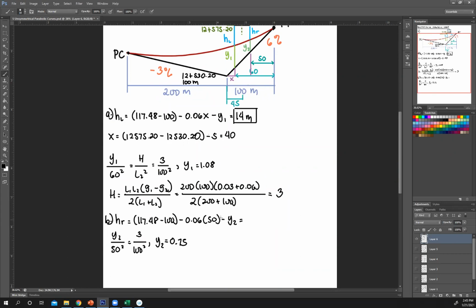Now knowing y2, please solve for hr. What's the final answer? 13.73, correct.